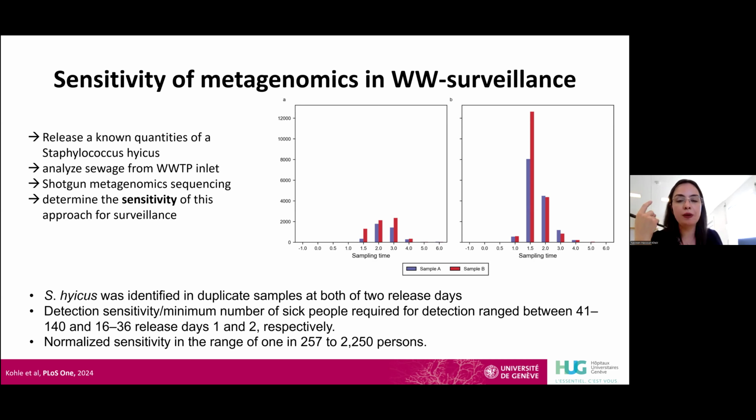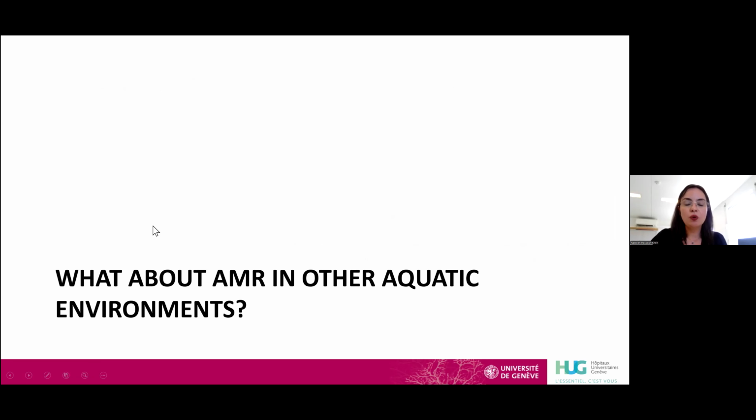And they ran the experiment twice on 2 separate days, and in duplicate samples, they were able to retrieve fragments of this specific bacterium, and they estimated detection sensitivity, or a minimum number of people required for detection, between 16 and 140 in both releasing dates. So AMR is also in wastewater, and we could look for it.